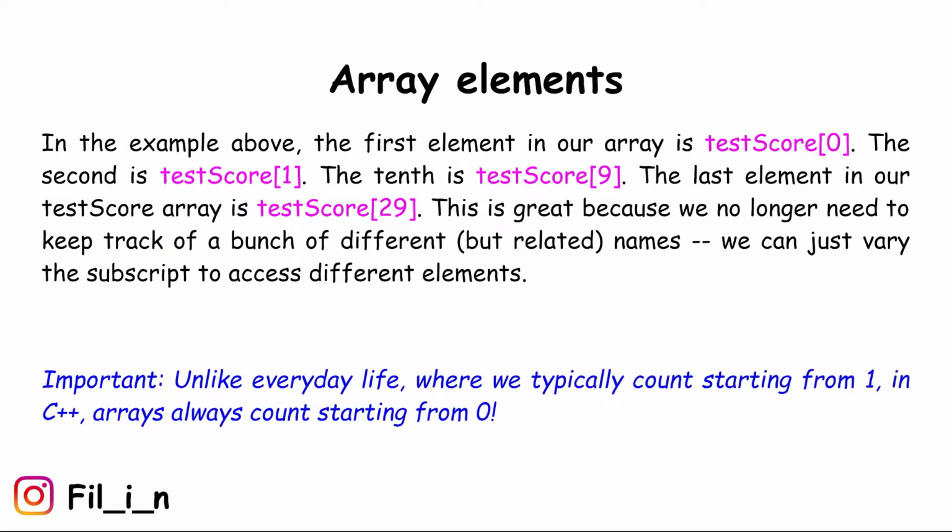In the example above, the first element in our array is testScore[0]. The second is testScore[1]. The 10th is testScore[9]. The last element in our testScore array is testScore[29]. This is great because we no longer need to keep track of a bunch of different, but related, names. We can just vary the subscript to access different elements. Important: unlike everyday life, where we typically count starting from 1, in C++, arrays always count starting from 0.